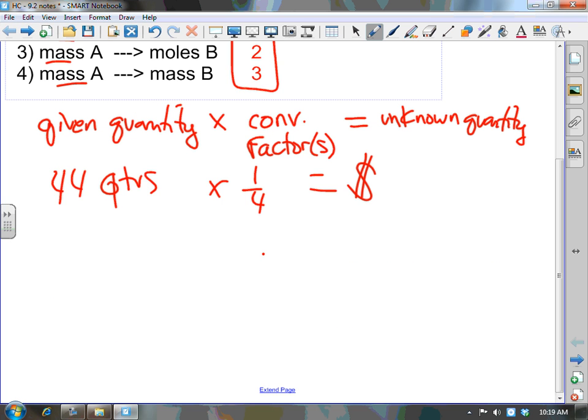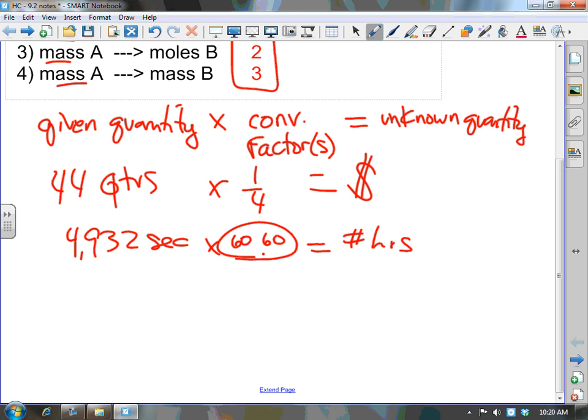There could be a time thing where you have 4,932 seconds. Multiply by whatever conversion factors we would need so that you can find the number of hours that are in a day or in that time frame. So obviously we'd have 2 conversion factors here. 60 seconds in a minute, 60 minutes in an hour. We'd have to use both of those. That's all we're doing here in chemistry. Same thing. So we're not learning any new calculations.